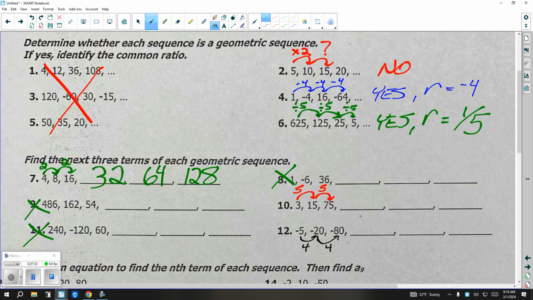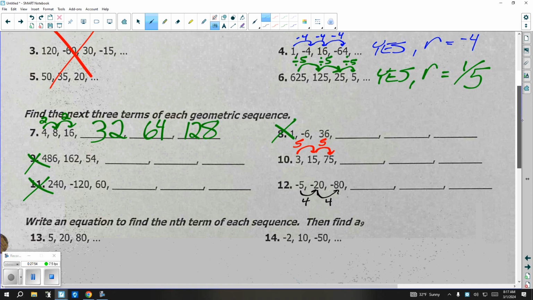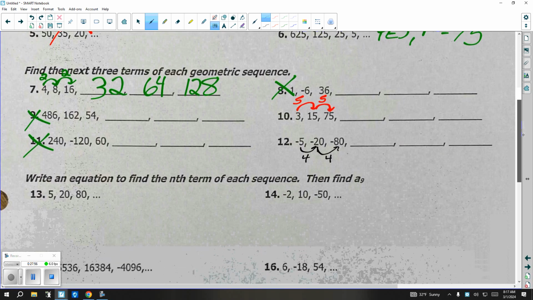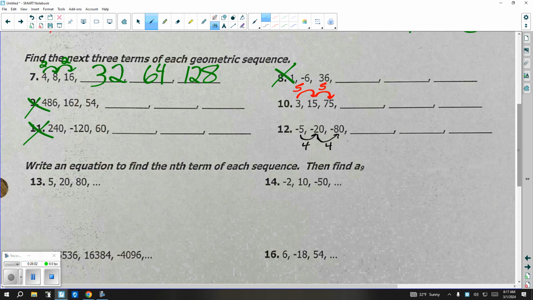I am not writing down those answers because if you can't take 75 times 5 and then times 5 and then times 5, and if you can't take negative 80 times 4 and then times 4 and then times 4, you deserve to get 10 and 12 wrong. You have a calculator on your desk. Do it. Okay. Let's do some of these. All right.